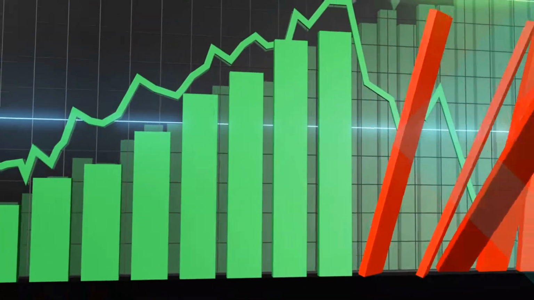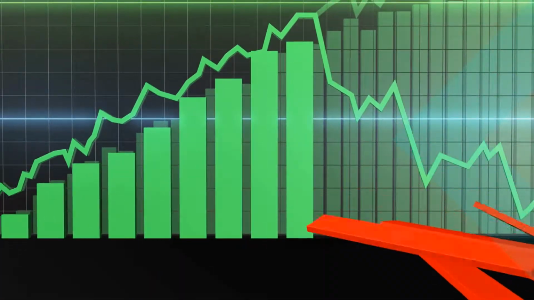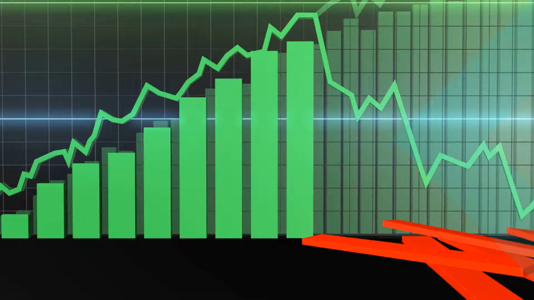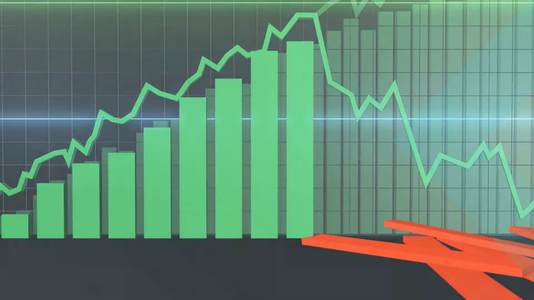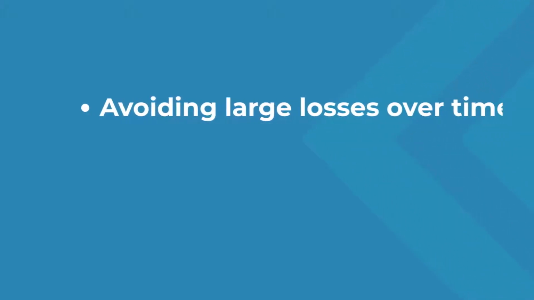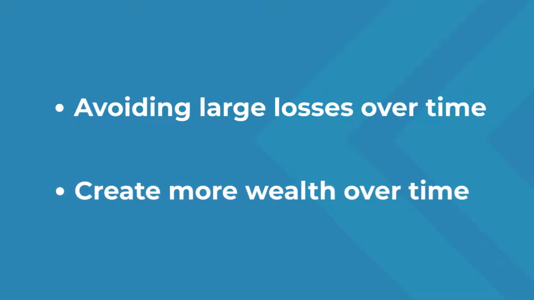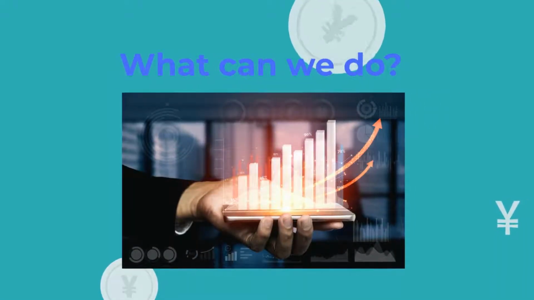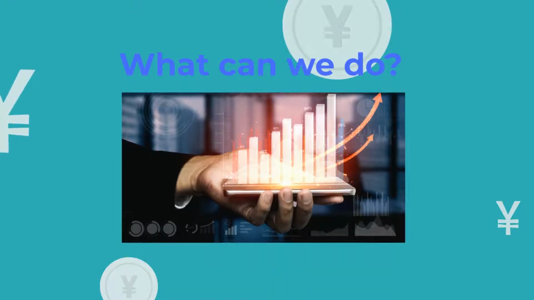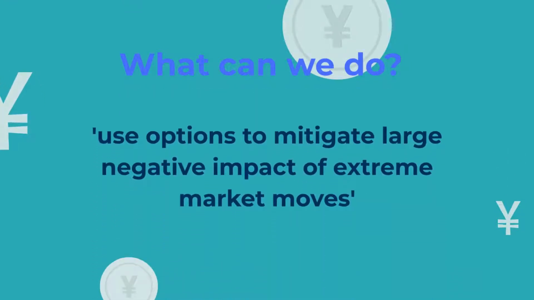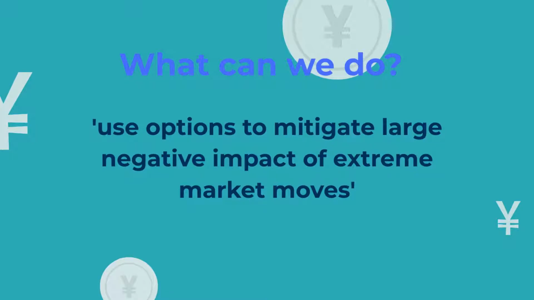Avoiding large losses in your investment over time does more than picking the right stocks. A study of the S&P 500 index has shown that if an investor can avoid the 6 worst losing years, where the S&P 500 index fell more than 20%, the investor would have created 10 times more wealth. So what can we do to avoid large losses in our investments? One simple yet effective strategy is to use options to mitigate the negative impact of these extreme moves in the market.